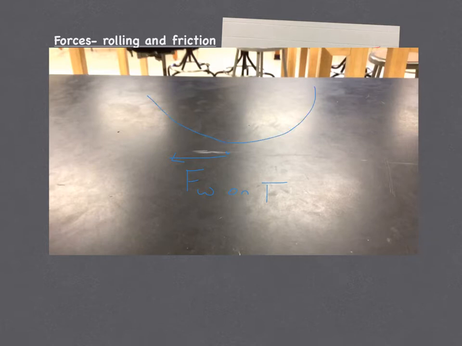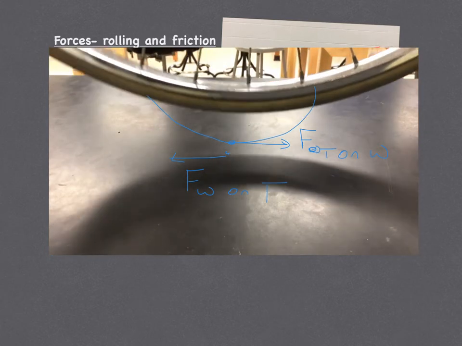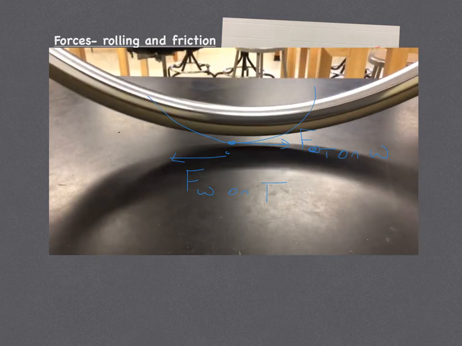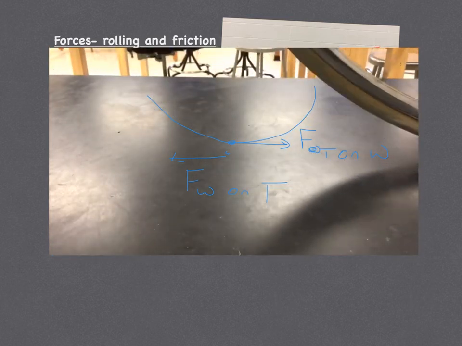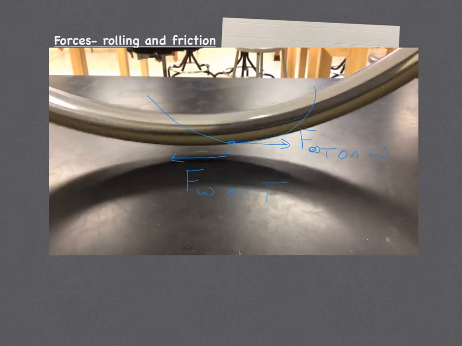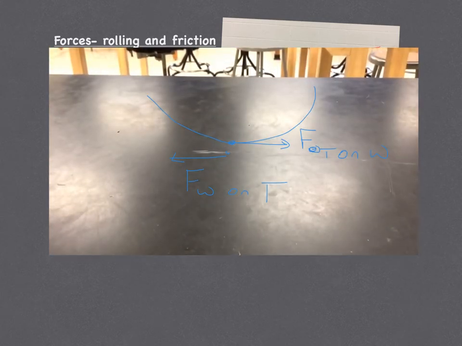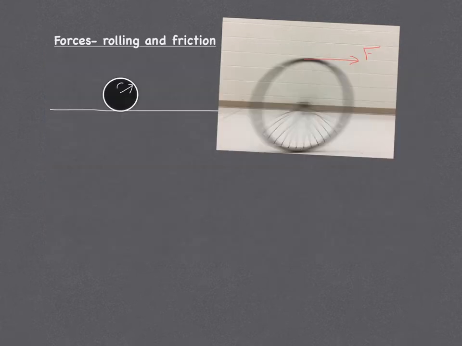And on the tire itself, then the table on the wheel has to be forward because it's slowing down the rate of rotation. So there's the wheel pushing back on the table. The table and the wheel is what propels it forward. Just like walking, when you have to walk forward, you have to push backwards on the ground, and the ground pushes you forwards. So there's the three situations of rolling.